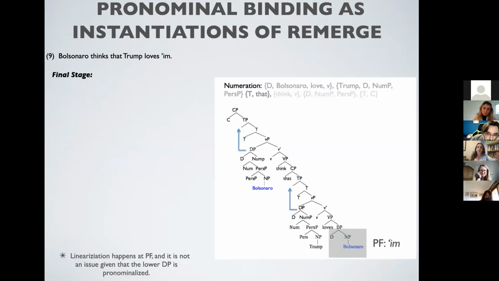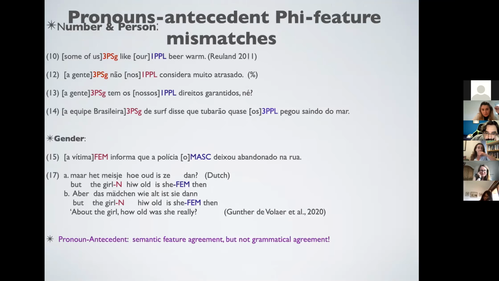And then you end up with something like you have here. So you have Bolsonaro, Bolsonaro. So you do have Bolsonaro twice. And this weak DP, when it reaches LF, it's pronominalized. Linearization happens at LF, and it's not an issue, given that the lower copy of the DP is pronominalized. But here are some interesting things.